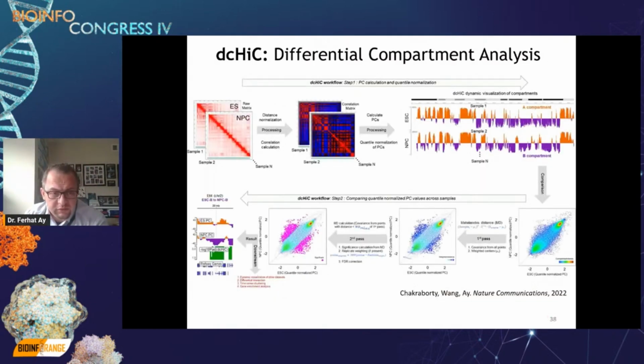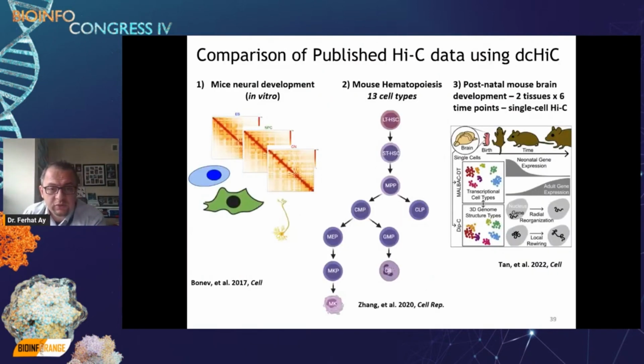So with that motivation, we have developed a method called DC-HiC, differential compartment analysis of Hi-C data. It starts from these contact matrices or compartment calls, and after some normalizations, it uses a distance called Mahalanobis distance, which is a generalization of a 2D Euclidean distance to multidimensional space. Using this distance, we are able to look at both within-replicate and across-condition distances and come up with statistical significance of these changes in the compartments across different conditions.